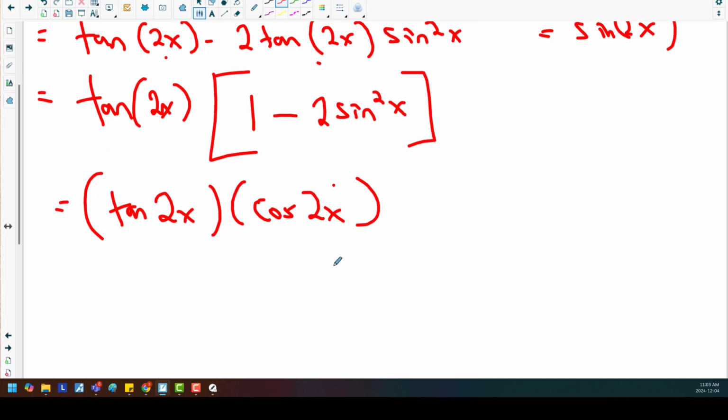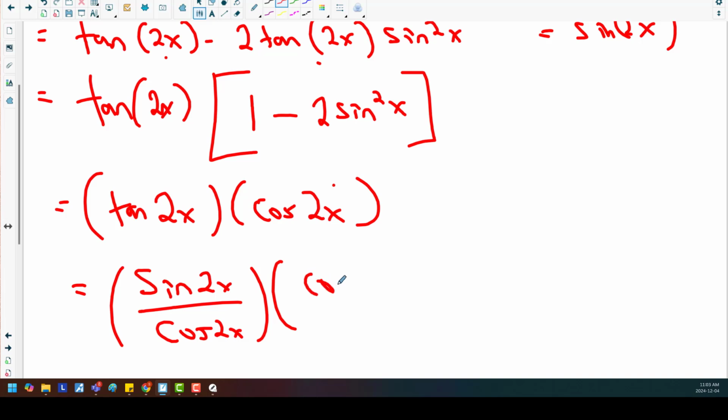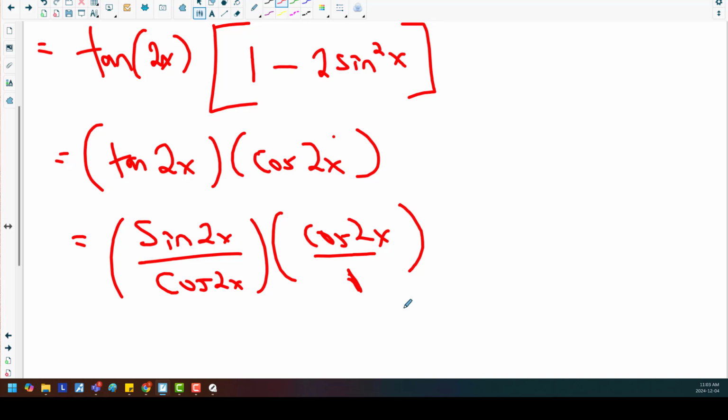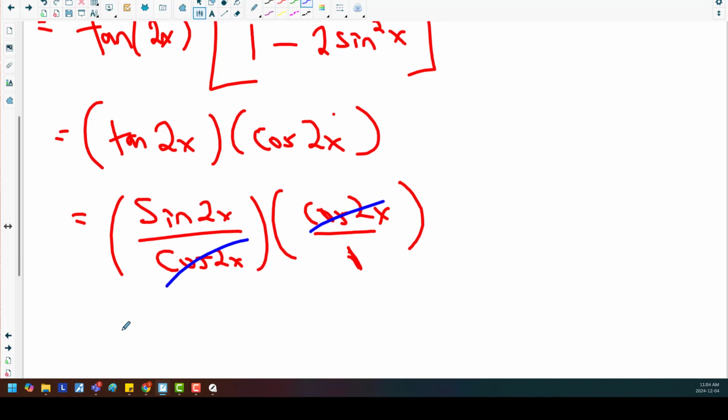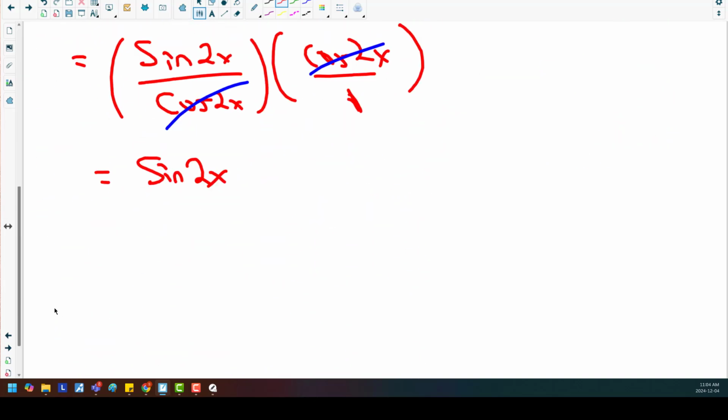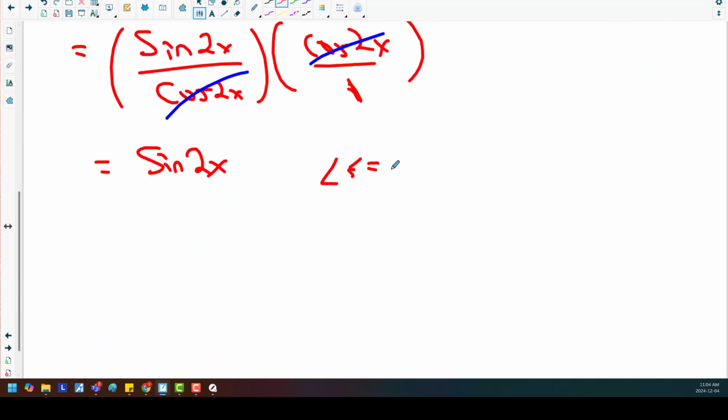And hopefully you can see that we're going to rewrite tan as sine 2x over cos 2x. And this is obviously times cos 2x over 1. And since these are exactly the same, they will cancel out. In your final answer, you're left with sine 2x. That one was a little bit more tricky. And there we have left-hand side is equal to right-hand side.